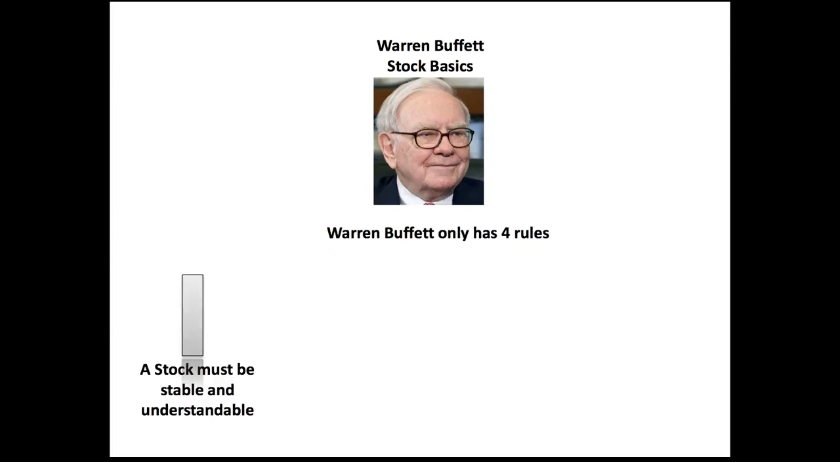So the first rule is that the stock has to be stable and understandable. For a lot of people, they're kind of attracted to a stock that might be volatile because it might have huge rewards in the end, even though there's a lot of risk associated with it. And the reason Warren Buffett isn't attracted to a stock like that is because he knows that a stable and understandable stock is something that he can actually calculate.